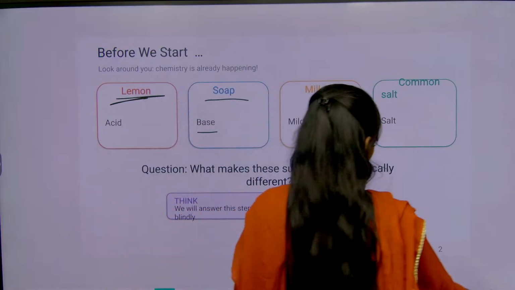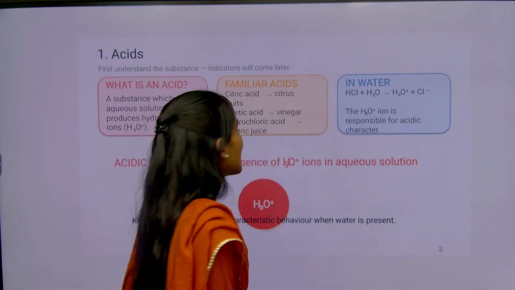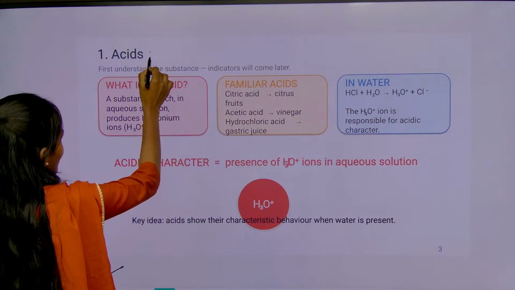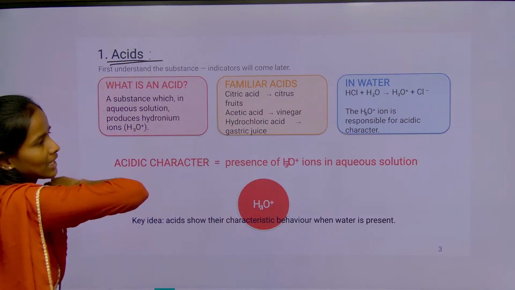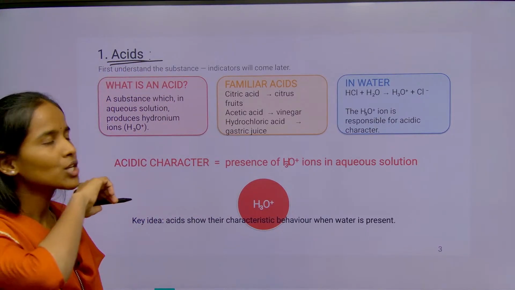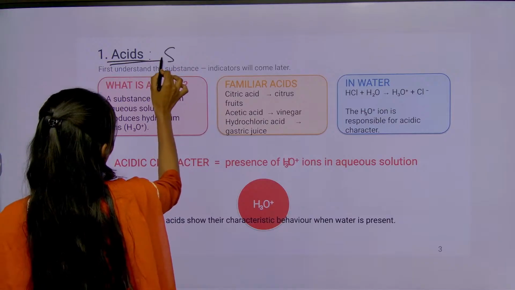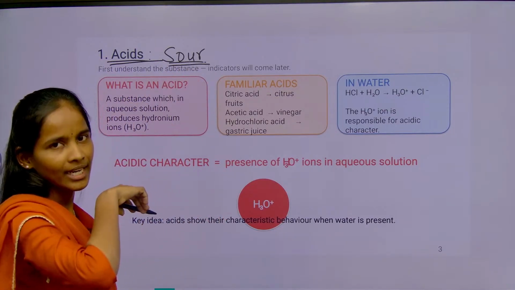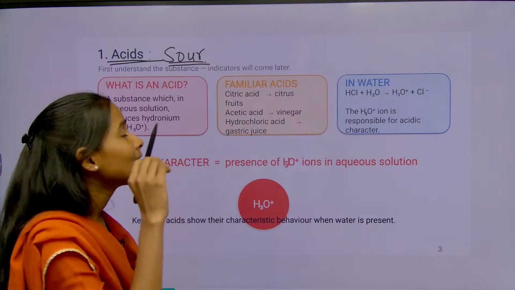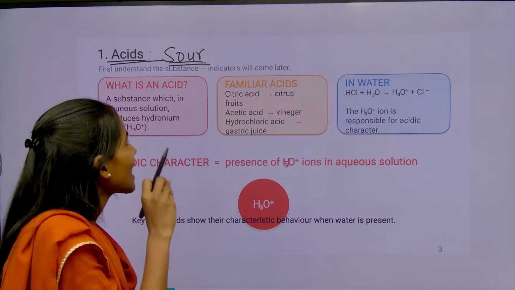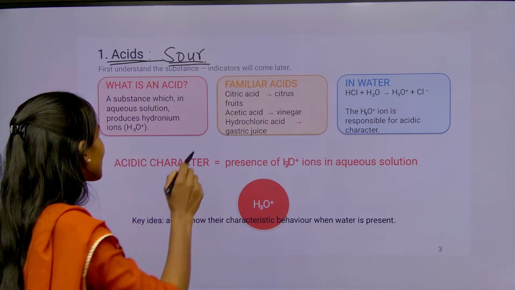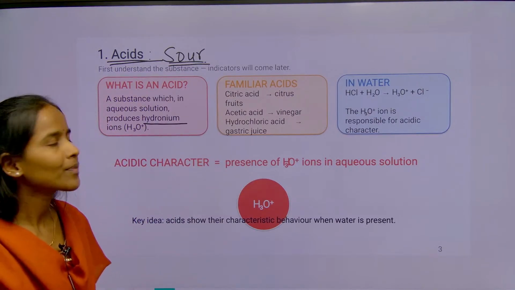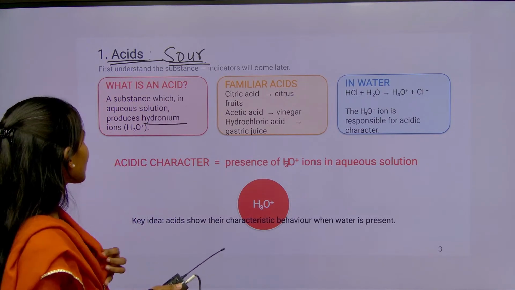So first we will learn about acids. What do you mean by acid? An acid generally tastes sour. The taste of acid is sour in nature, and generally if we add acids to water, it releases hydronium ions. Which ion? Hydronium ions it will release.